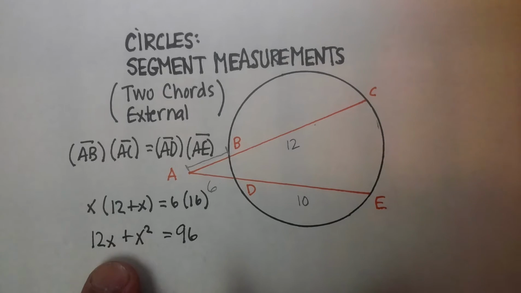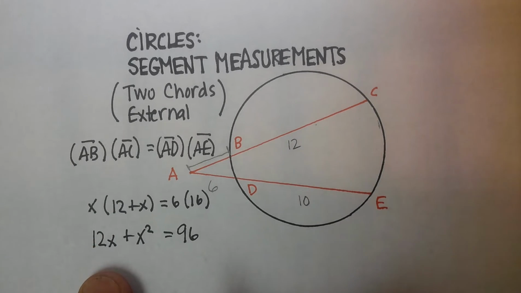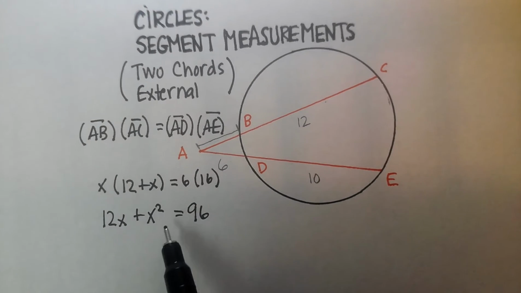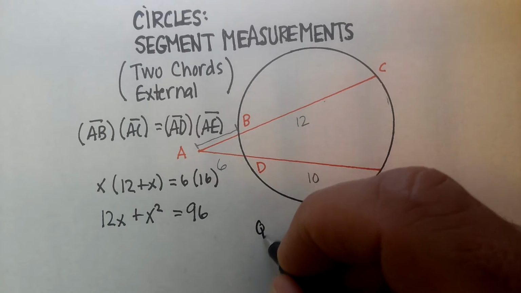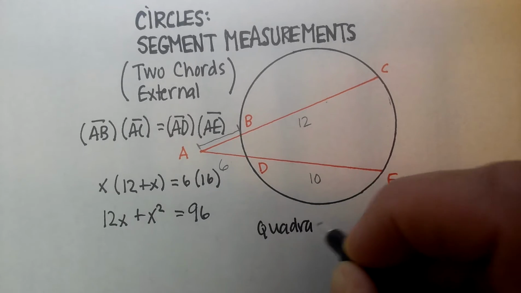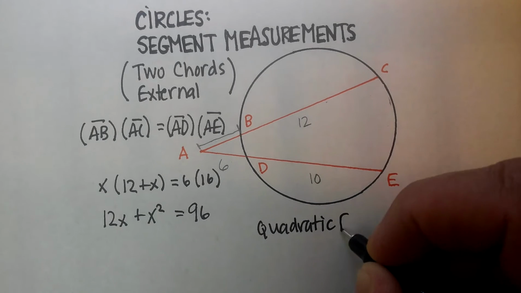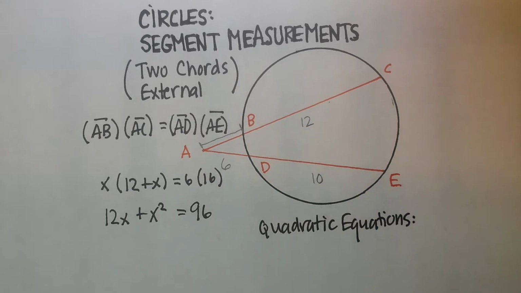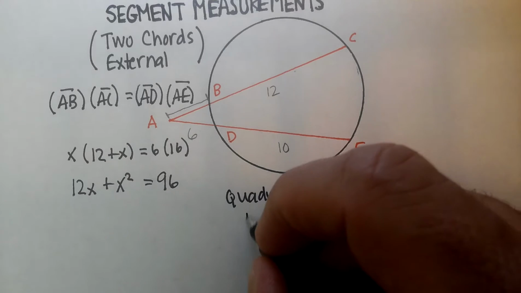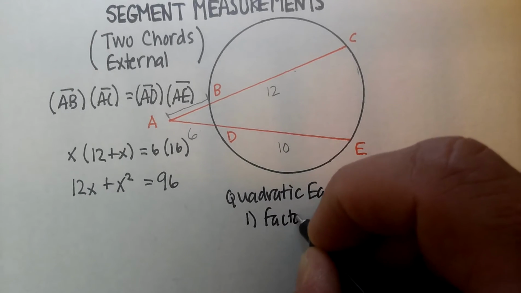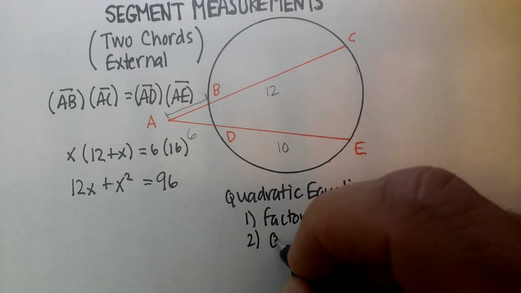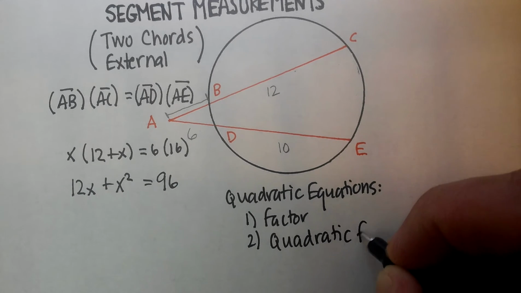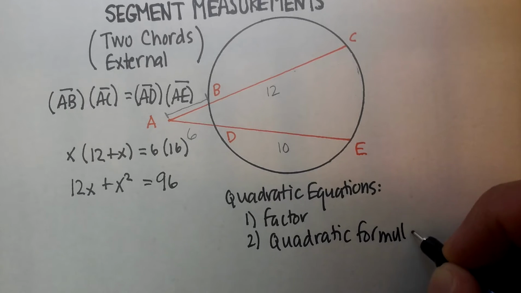Now, as soon as you see an X squared, you know you have a quadratic equation. And remember, when you have a quadratic equation, this is where you're going to have to start using your algebra. There's actually three ways to solve quadratic equations, but the two most common ways are to factor, and the second way is to use the quadratic formula. And that's what we're going to do in this particular video, just because it's a little bit faster and easier.